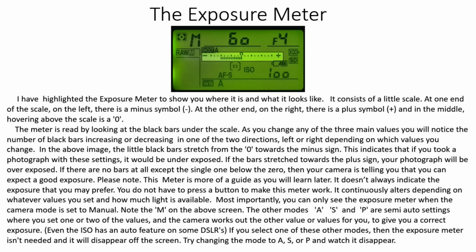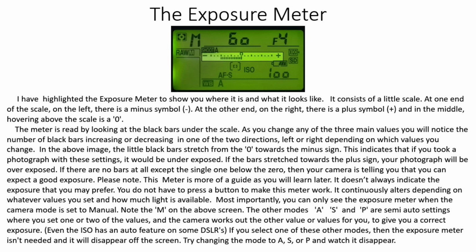In the above image, the little black bars stretch from the 0 towards the minus sign. This indicates that if you took a photograph with these settings, it would be underexposed. If the bars stretch towards the plus sign, your photograph will be overexposed. If there are no bars at all except the single one below the 0, then your camera is telling you that you can expect a good exposure. Please note, this meter is more of a guide, as you will learn later. It doesn't always indicate the exposure that you may prefer.